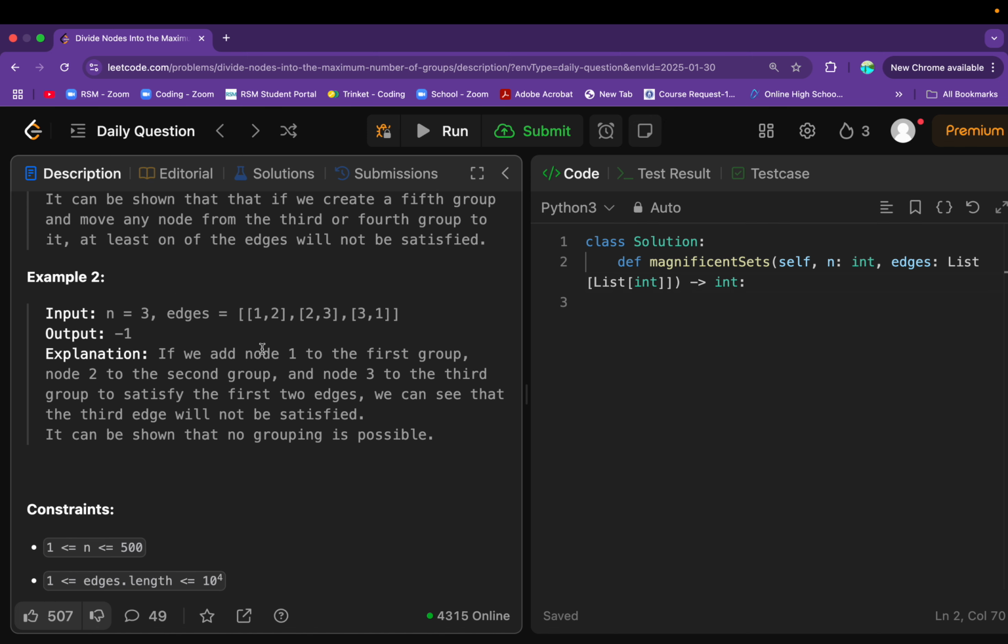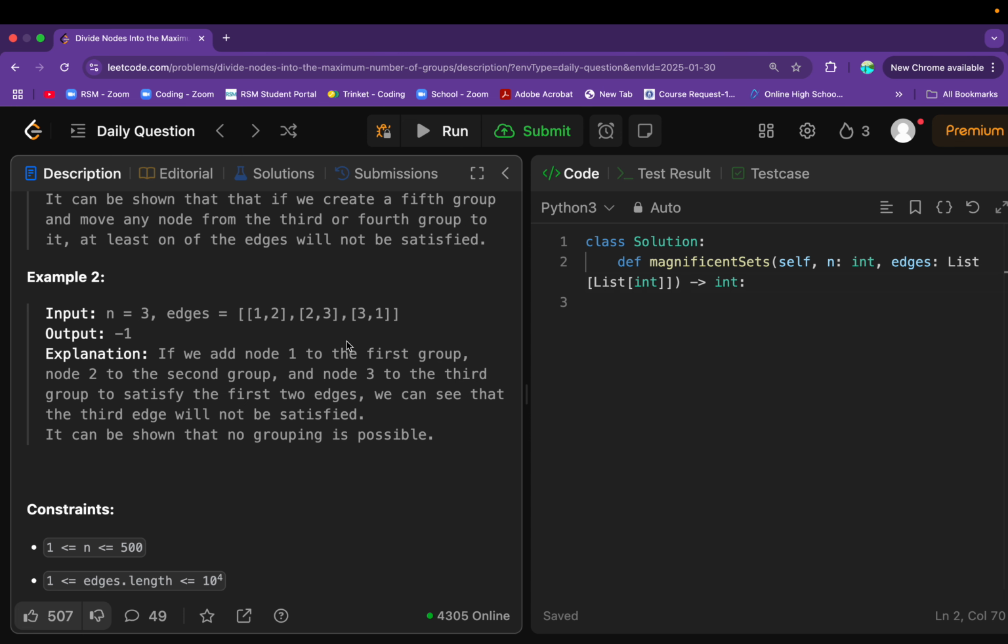In example 2, we see n to be 3 and edges to be 1, 2, 2, 3, and 3, 1. In this case, we have 3 nodes and 3 edges, and we see that node 1 shares an edge with nodes 2 and 3, node 2 shares an edge with node 1, and node 3 shares an edge with nodes 2 and 1. In this case, our output is -1.